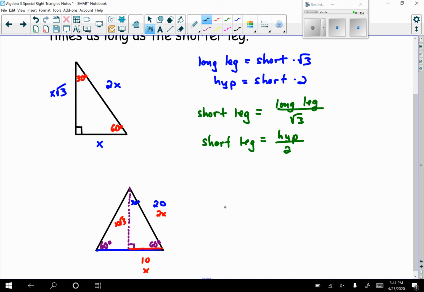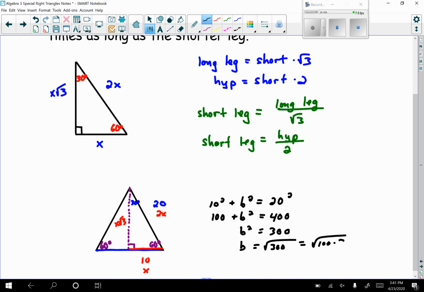So if I were to take the 10, I'd have 10 squared. I'm going to call this missing side here b for right now. So plus b squared is going to equal 20 squared. So I'm going to get 100 plus b squared equals 400. So b squared is going to equal 300. And then I go to take the square root of it. So b is going to equal the square root of 300, which is nothing more than 100 times 3. And then check this out. It's 10 radical 3. That's my short leg times radical 3. So this side right here is 10 radical 3. Pretty neat how that works out.